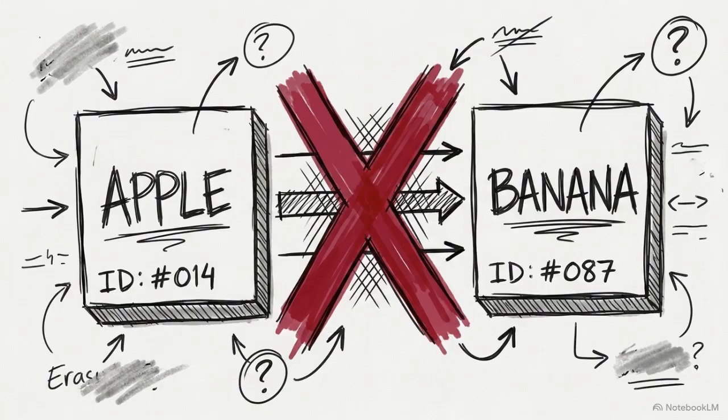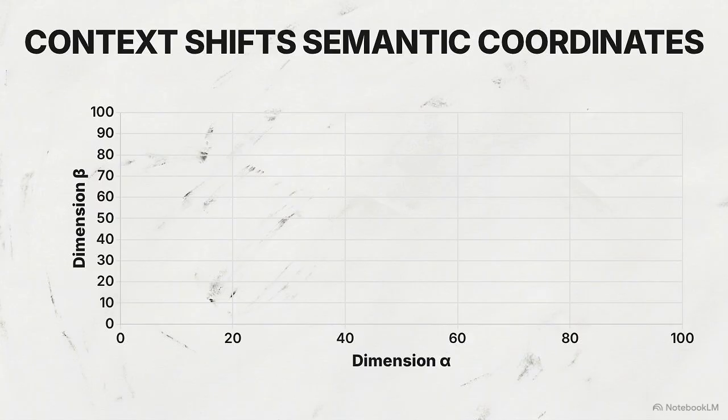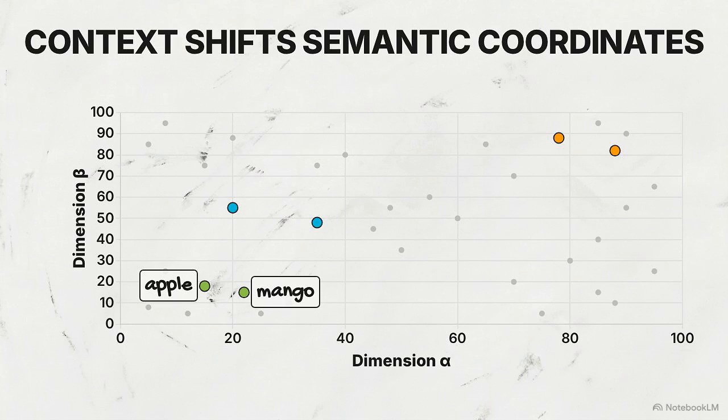However, an ID number alone lacks semantic weight. A computer does not inherently know that apple and banana belong to the same category. The text encoder passes IDs through an embedding layer, mapping tokens to spatial coordinates where similar concepts cluster tightly.